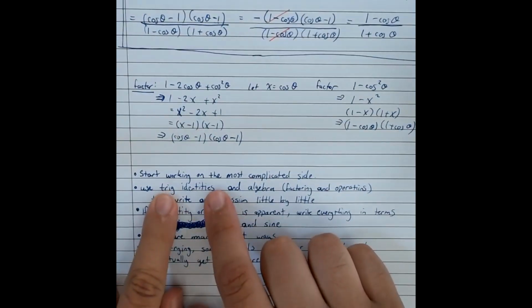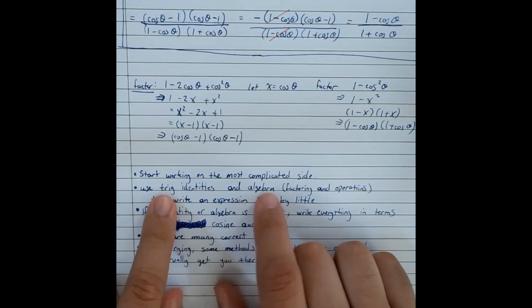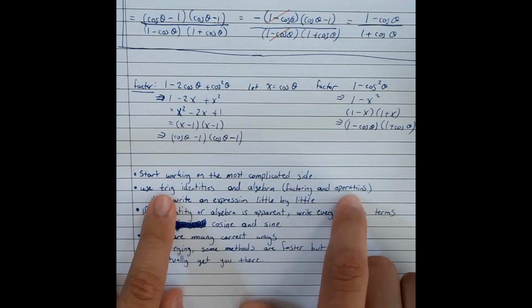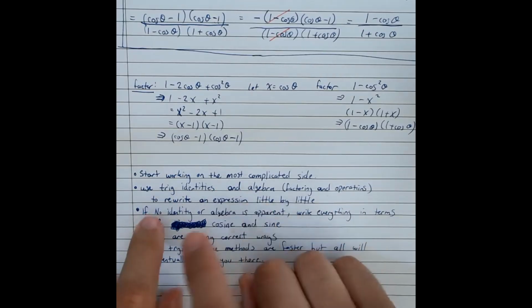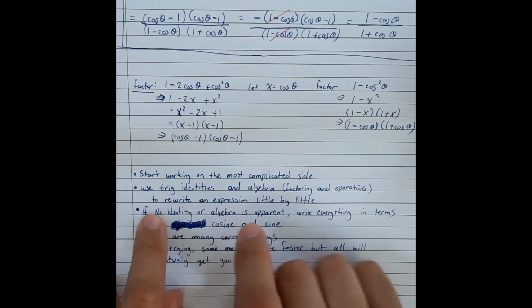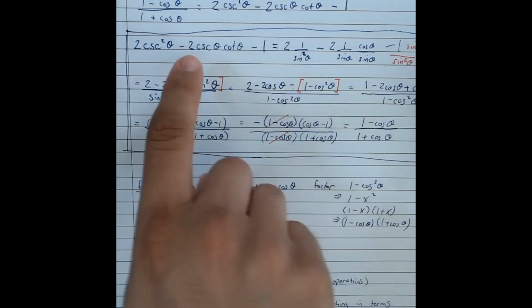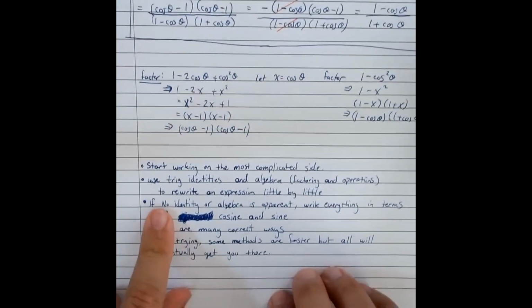Use the basic trig identities and algebra, meaning using factoring and the operations: addition, subtraction, multiplication, and division. Using trig identities and algebra, you're going to rewrite the expression little by little. Note, at no time did I make any major leap. I've transformed one piece at a time.